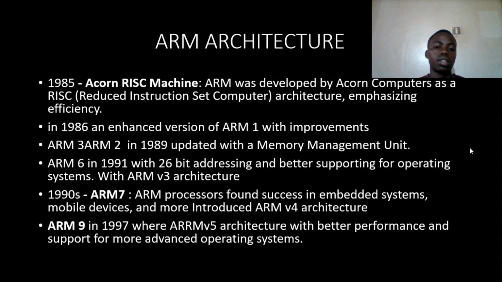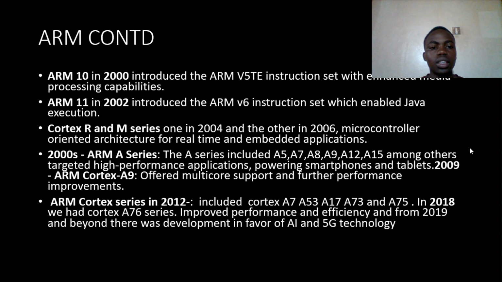In the 1990s, we have ARM7, which found success in embedded systems and mobile devices. Then look at ARM9 with the ARMv5 architecture, with better performance and support for more advanced operating systems. We look at ARM10 in 2000, ARM11 coming in 2002 with the ARMv6 instruction set, which enabled Java execution. Next, we have the Cortex-R and Cortex-M series, one in 2004 and the other in 2006 respectively. R came first in 2004, then the M series came in 2006.